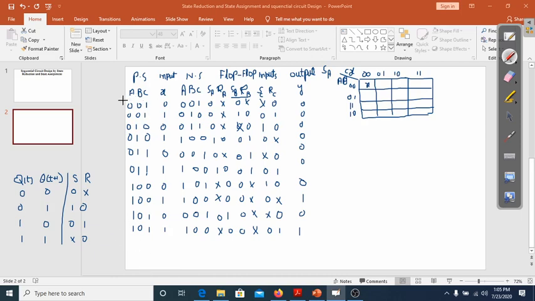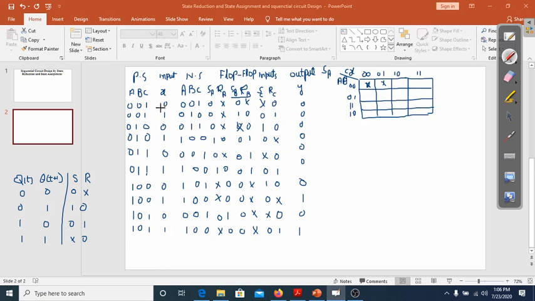We have 4 bits, so there should be 16 combinations for A, B, C and X. Here we have 1 2 3 4 5 6 7 8 9 10, so the remaining 6 combinations would be don't care. So here I am using a don't care. This combination does not exist for 001, so this is also don't care.